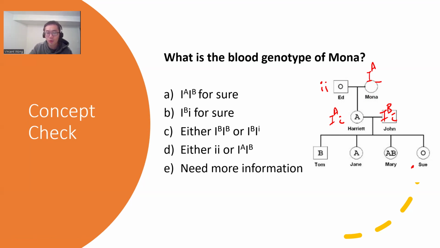Okay, a lot of people chose IAIB for sure. You have to read this properly. John is not their son. John is the son-in-law, right? They are not related by blood. Only Harriet is their daughter, right? Otherwise the siblings would be marrying here, and that doesn't make sense. So we don't know what Mona is. Mona is IA something. That other something could be IAIB, IAIA, or IA little i. We don't know. So the answer is need more information.